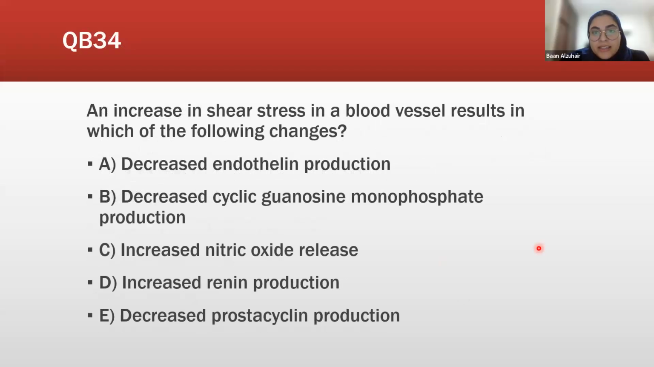Okay. An increase in shear stress in a blood vessel results in which of the following changes? Last question, by the way. This is mentioned in your lecture. Exact same wording. Yes, it is C. Increased nitric oxide release. Shear stress or mechanical stress on the endothelial cells would trigger nitric oxide formation or synthesis. Is that clear? If you guys didn't notice, we kind of ran out of questions, so we had to make our own.